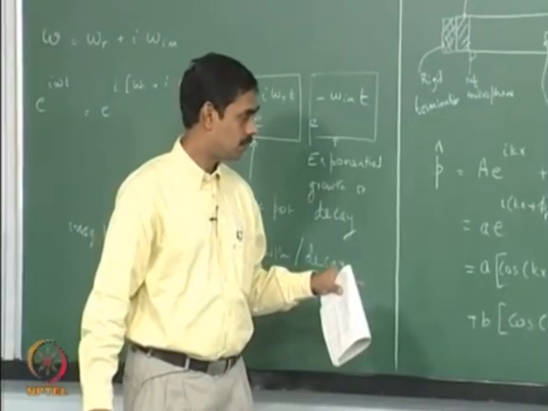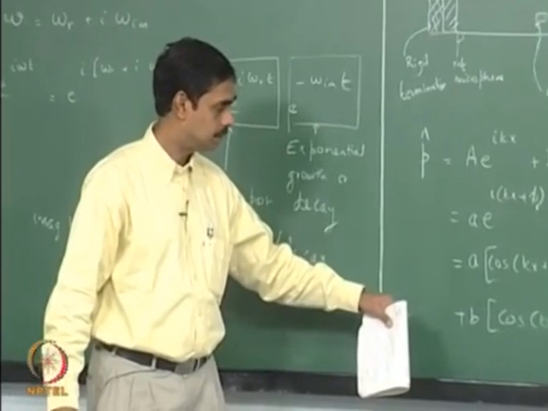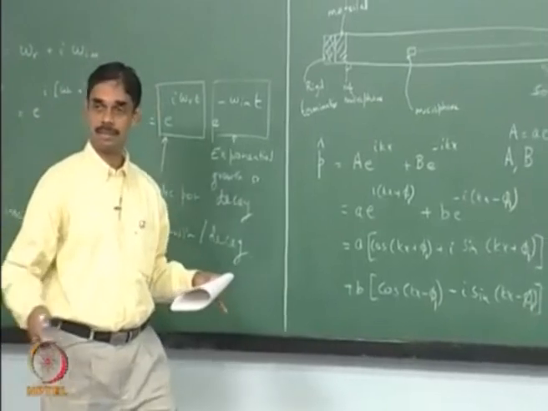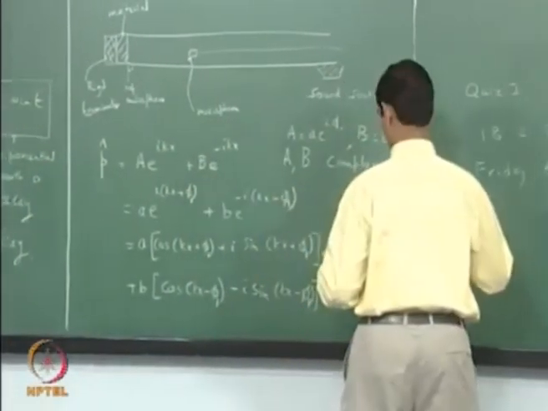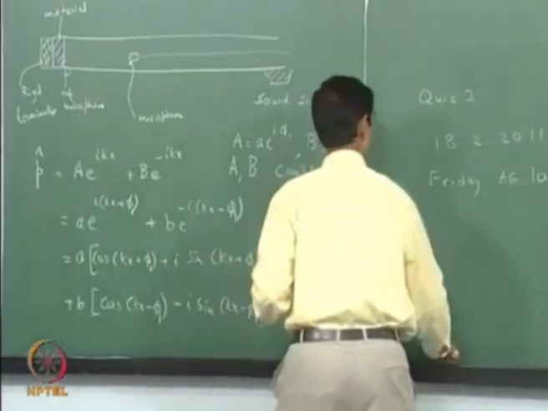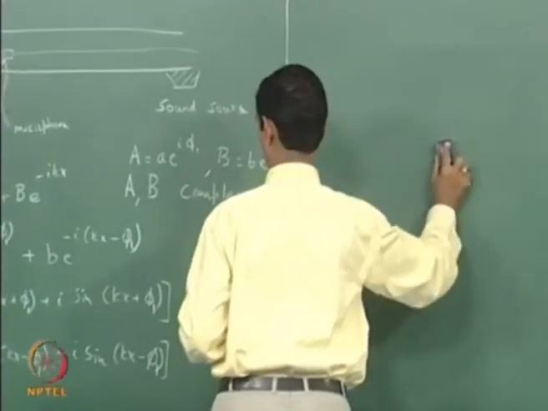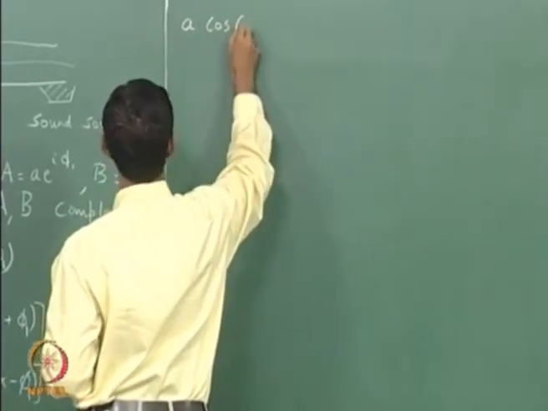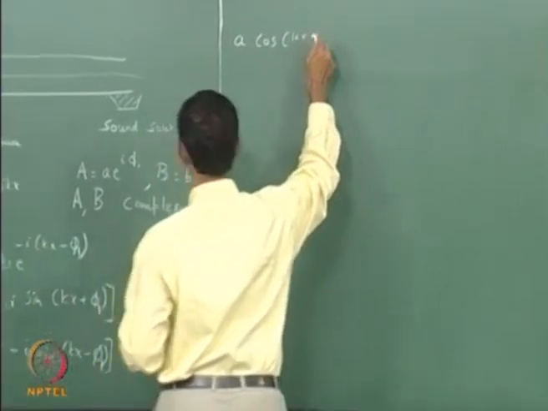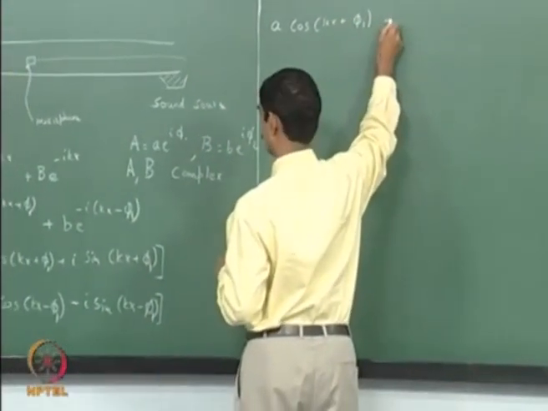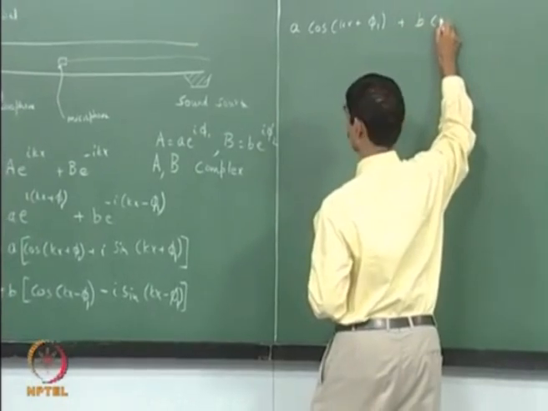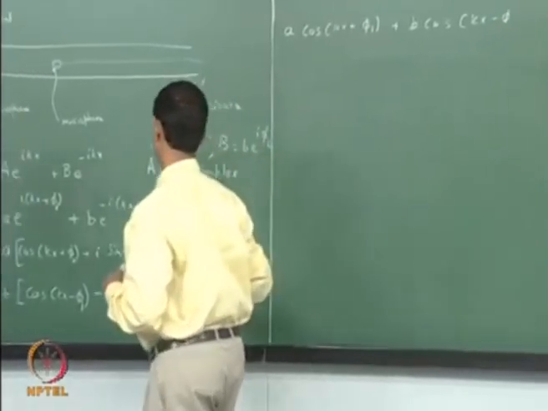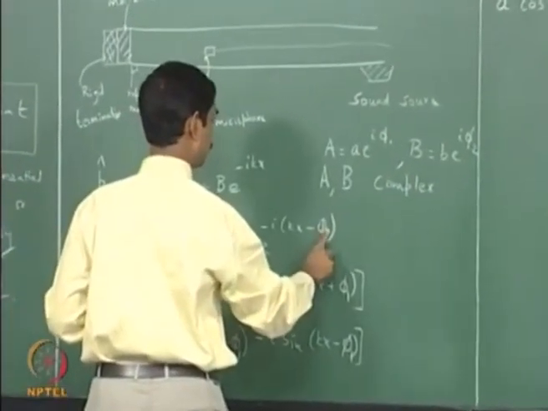Okay. So now what we wish to do is club the real parts together, imaginary parts together, and then we can easily find the amplitude. So we can say this is A. This should be phi 2 actually, sorry.